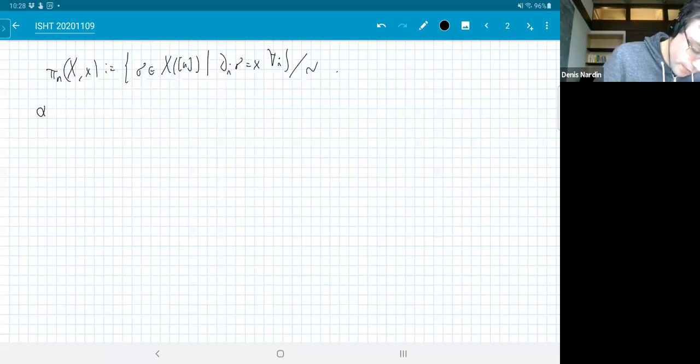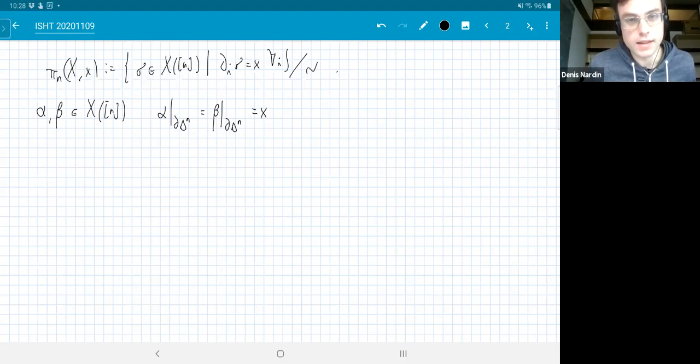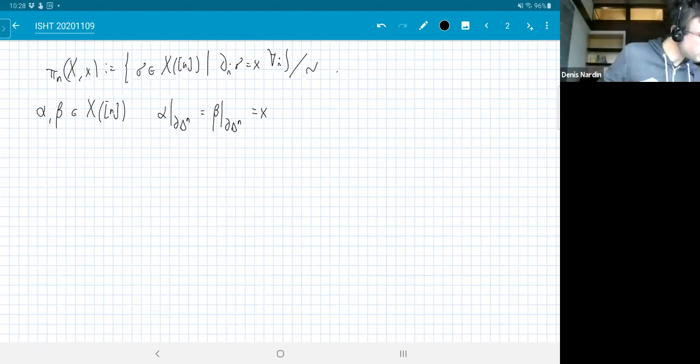So let's say that α, β are n-simplices with α restricted to the boundary and β restricted to the boundary constant, which I mean every face is the constant map. When I say the constant map, I mean, of course, the degenerate simplex, the one that's induced by the map from [n] to [0], pulled back by the zero simplex x. I hope this terminology is clear.